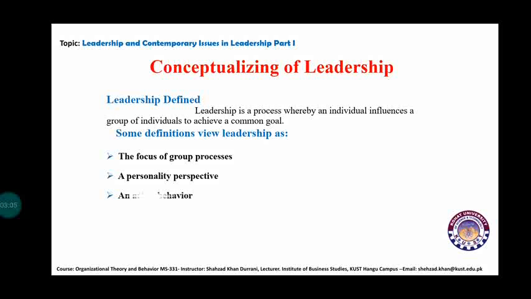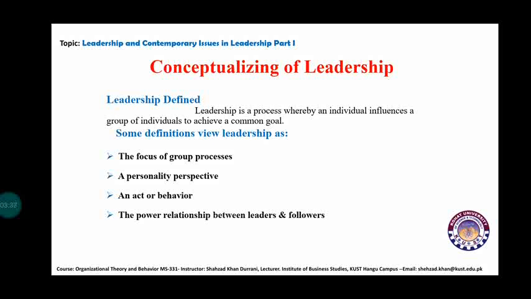Leadership can also be defined as an act or behavior, right? It's one of the new concepts in leadership after the trait theory, that leadership can also be defined as an act or behavior, how a person acts towards their subordinates, how a person behaves with their subordinates, with their employees. So leadership can also be defined as an act or behavior, right?